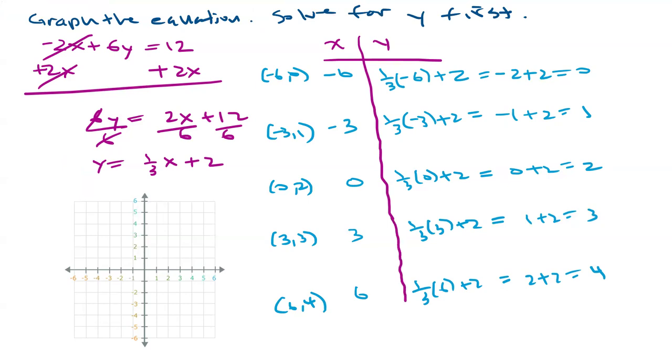Okay, so then we can plot these. So -6, 0, -3, 1, 0, 3, sorry, 3, 3. Oh, we have 0, 2. There we go. That's what I missed. So 0, 2, 3, 3, and then 6, 4. Okay. So again, this is a linear equation, so we should have a straight line. If any of the points are off, that means we did something wrong. Okay. Let me just connect our dots.